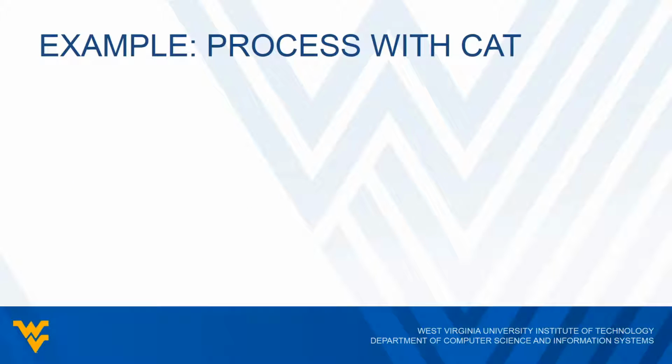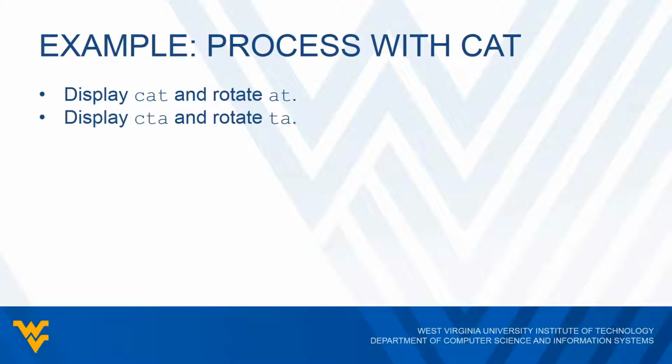Let's do an example with the word cat. So we'll process this with the word cat and see how we would actually go about anagramming this. So we would start by displaying cat, and then we want to anagram the rightmost two letters. So we're going to deal with just AT. So we'll rotate AT, which means we're going to display CTA. So then we'll rotate TA, and we'd find that would give us cat again. And we don't need to display cat because we've already done that.